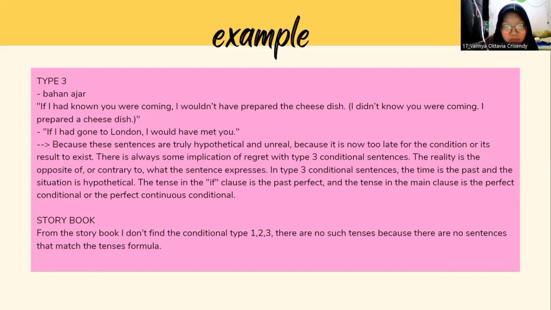In the type 3 conditional sentence, the time is the past and the situation is hypothetical. The tense in the if clause is the past perfect and the tense in the main clause is the perfect conditional or the perfect continuous conditional. From the storybook, I don't think there are conditional types 1, 2, and 3. There are no such tenses because there are no sentences that match the formula.